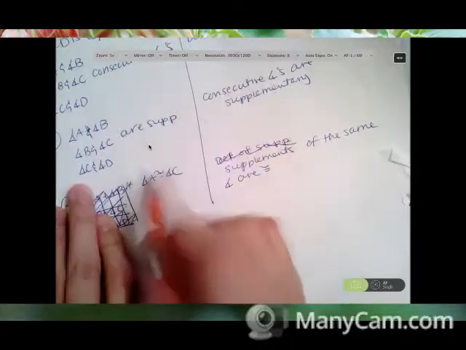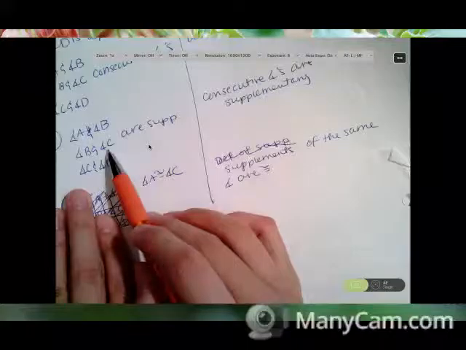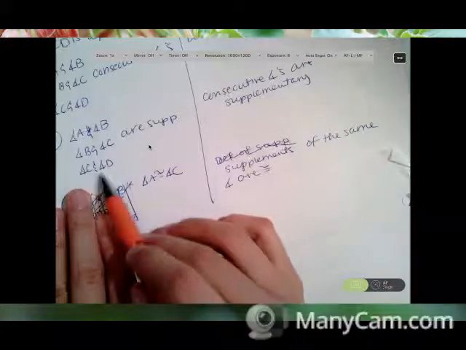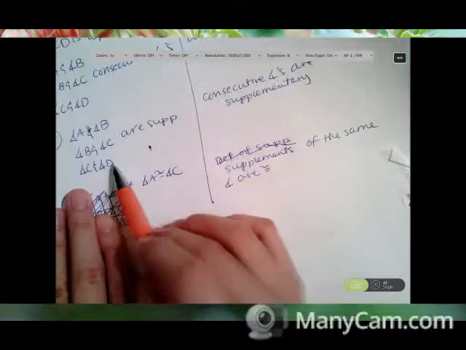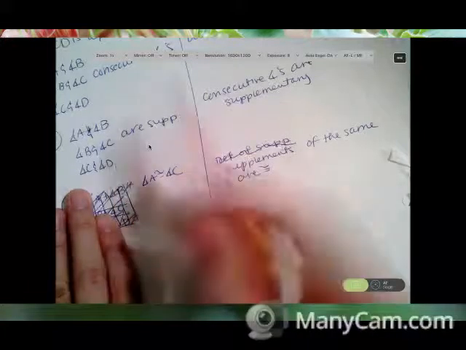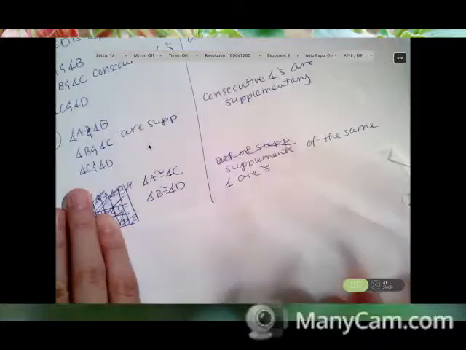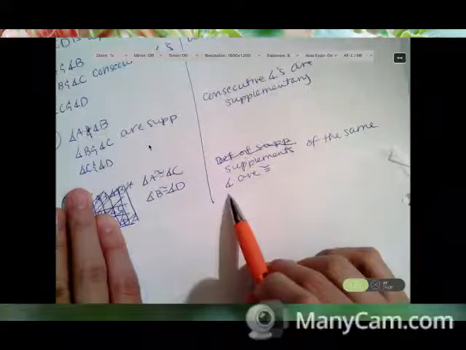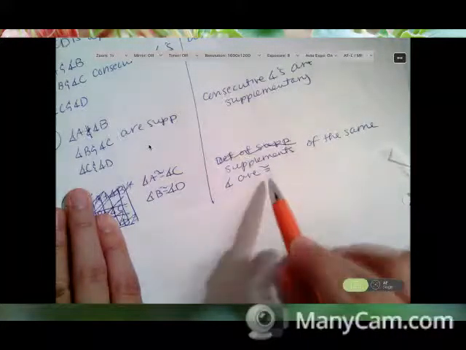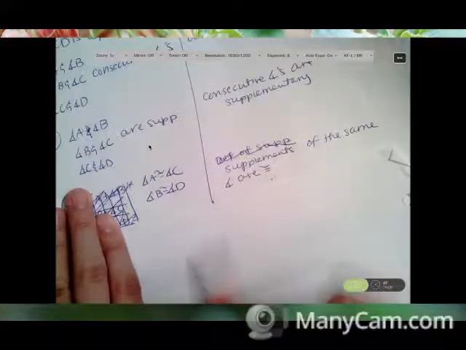Alright, so same thing. Since angle B and angle C are supplementary, and angle C and angle D are supplementary, B and D are both supplementary to angle C. So therefore, we can say that angle B is congruent to angle D because supplements of the same angle are congruent. This is not substitution. This is a theorem: supplements of the same angle are congruent.